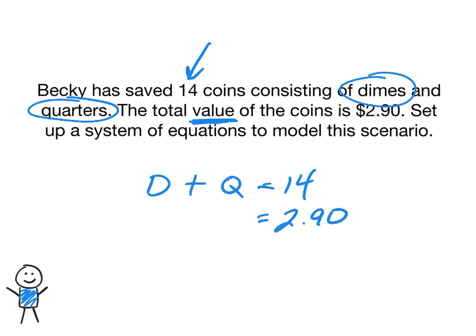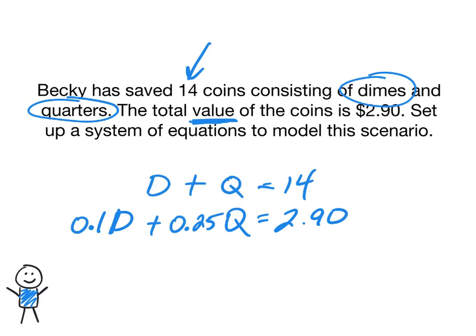Well, I've got to account for the value of each of these. So let's think about a dime first. What is a dime worth in regards to decimals? Well, a dime is worth 10 cents, or 0.1. Make my D a little more obvious here. And then we're adding the value of what a quarter is. Well, a quarter is 25 cents, which would be represented as 0.25 in terms of dollars.